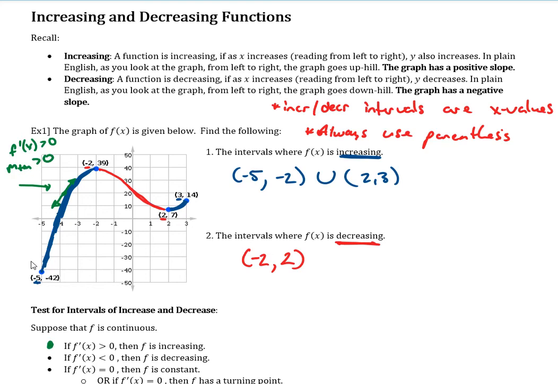So suppose that f is continuous, and it goes both ways. If f prime of x is greater than 0, then f is increasing. So here we've got f is increasing. We see that the derivative would be greater than 0. Okay, so it goes back and forth.